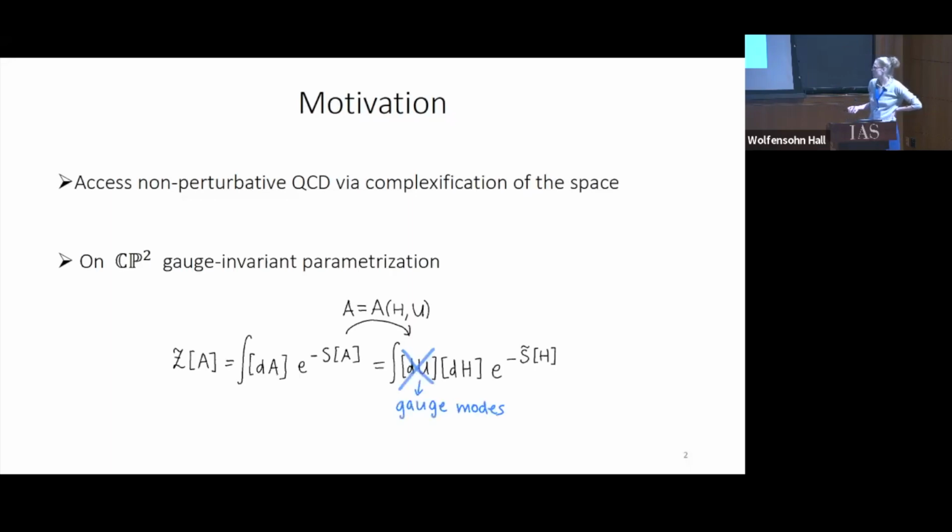In particular, on CP2, similarly as in the 2D case, you can find a parametrization of your gauge fields on which the gauge transformations act homogeneously, and that allows you to get rid of the measure for the gauge modes in a global and manifestly gauge invariant way.